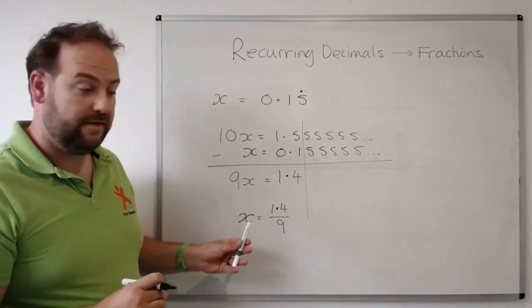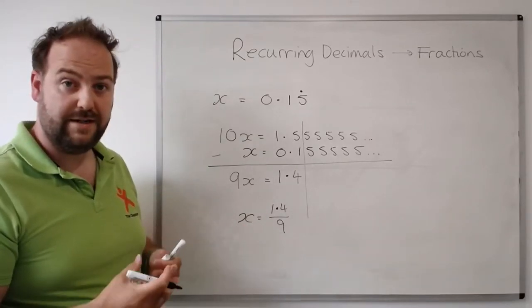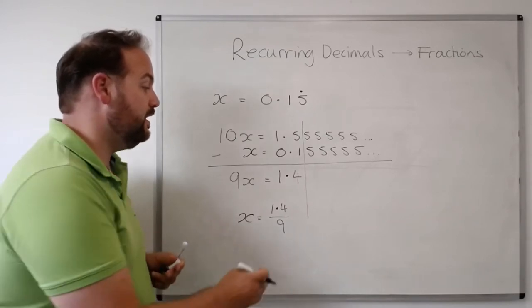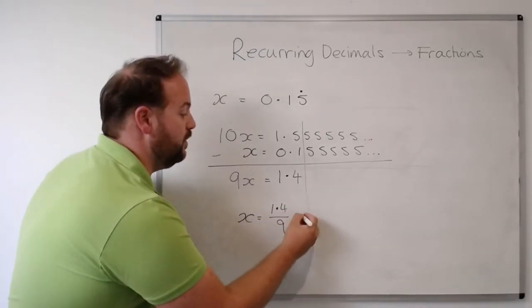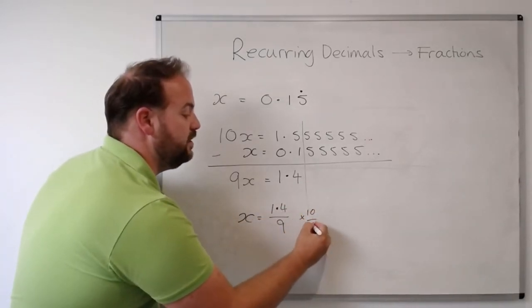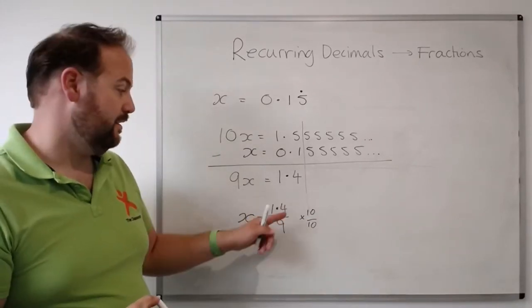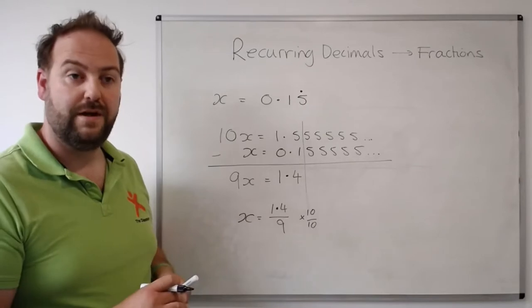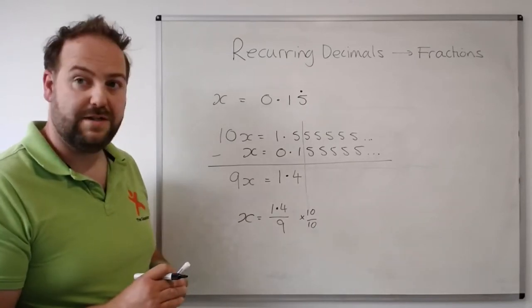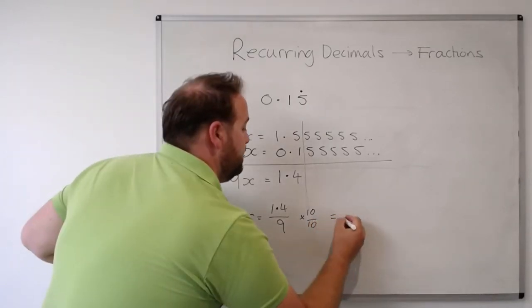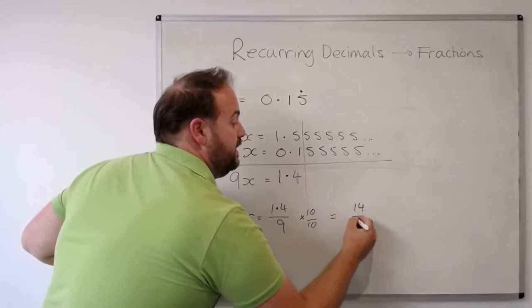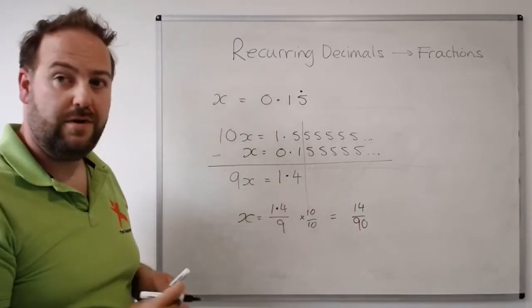You should never leave the decimal in a fraction, so we need to get rid of that fraction. One of the simplest things you can do is times both the numerator and the denominator by 10. I multiply by 1, so I get the same thing. The top number and the bottom number, I've done the same thing to them, therefore I end up with the same result. This gives me 14 over 90. I've removed that decimal, I have simplified that.